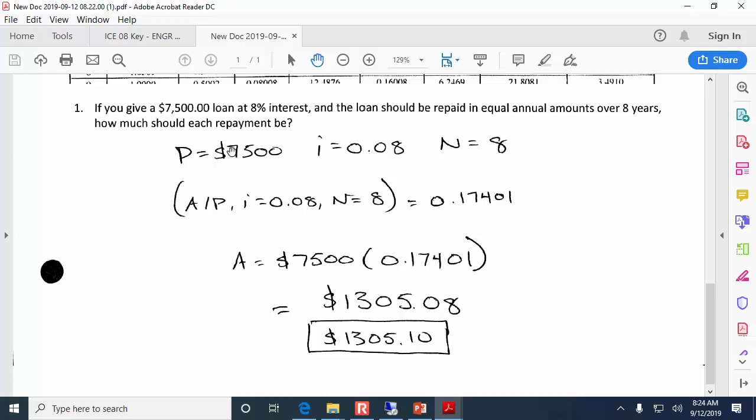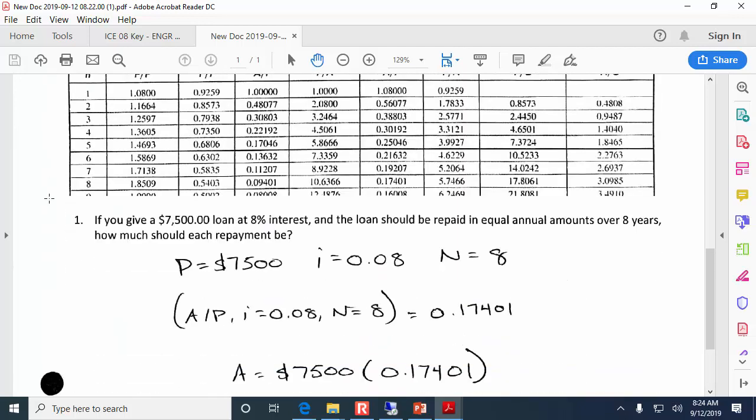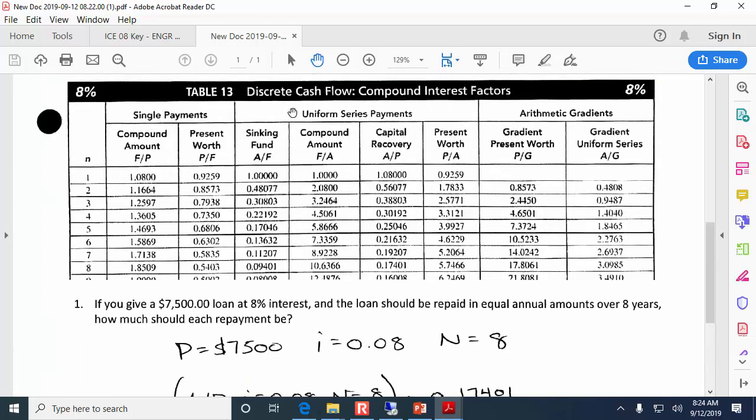I've summarized that here in the parentheses, and this is our shorthand for explaining what type of problem it is. It's an A/P problem where you're finding the repayment amount, and it says it's going to be equal annual amounts over 8 years. That's the clue that this is a uniform series. We go to the 8% table, to the column that says A/P, called capital recovery. It's called that because you're figuring out in equal annual amounts how much you have to take back to justify your original investment. So we go to n equals 8 and get the factor 0.17401.